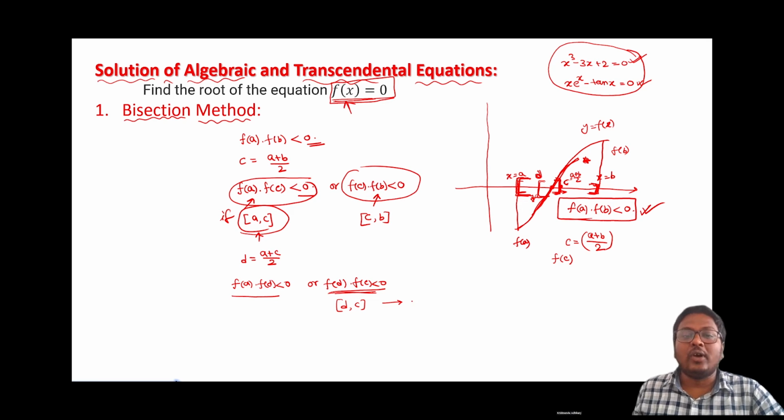Now, where should I stop? In the given question, the stopping criteria will be mentioned. Maybe they will ask you to finish up to some fixed iteration, maybe the 7th or 8th iteration, or maybe they will ask you to find the root correct up to 5 decimal places, or 2 decimal places. Like that they will give you the stopping criteria. Using the stopping criteria, you have to calculate it.